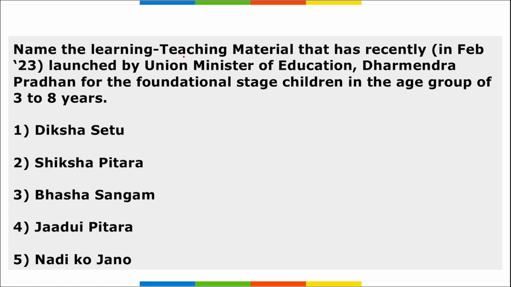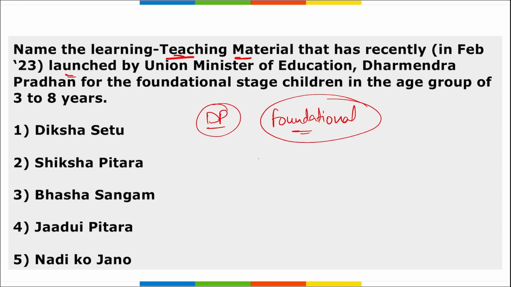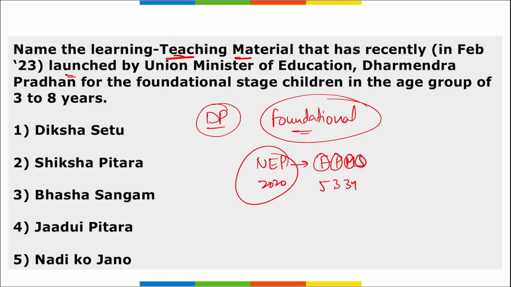First, name the learning and teaching material that has recently been launched by Union Minister Dharmendra Pradhan ji for the foundational stage. Now, what is this foundational stage? If you remember, in NEP 2020, the 5+3+3+4 structure was launched, that is foundational, preparatory, middle and secondary. So for the age group of 3 to 8 years of children, this learning material was launched. And this learning material was named what? It was named Jadui Pitara.